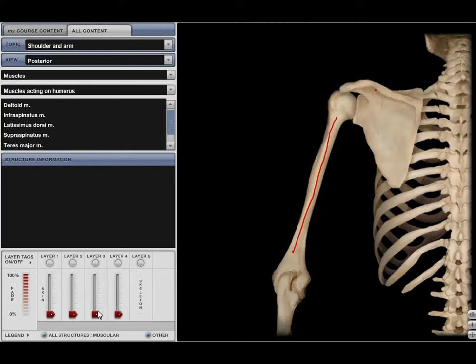They all originate here on the scapula. They cross over this joint called the glenohumeral joint and insert on the tubercles of the humerus. The glenohumeral joint here is a synovial ball and socket joint, so there's a great range of motion here. But the glenoid cavity of the scapula is rather shallow, so the rotator cuff muscles also play a very important role in stabilizing this joint.